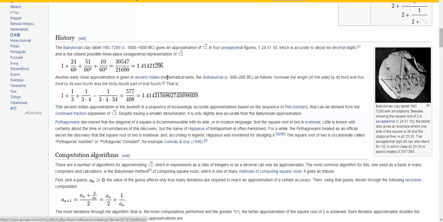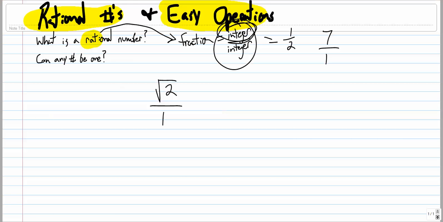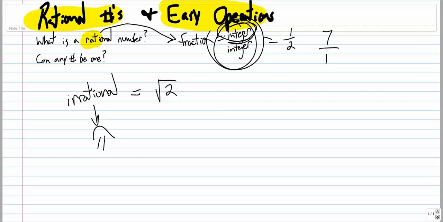And here's another one. This one apparently comes from India. And you just can't ever nail it exactly. So this number right here, this square root of 2, or the square root of 2 over 1, this is called an irrational number. It's not the most famous irrational number. Another more famous example is pi. Pi is irrational, so you can't turn that into a fraction of one integer over another. So that's the definition of a rational number.